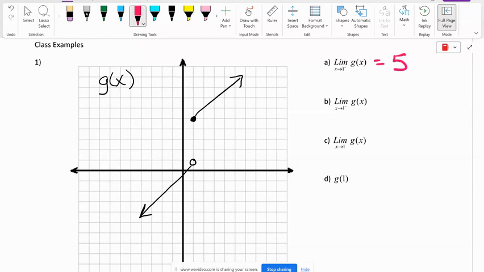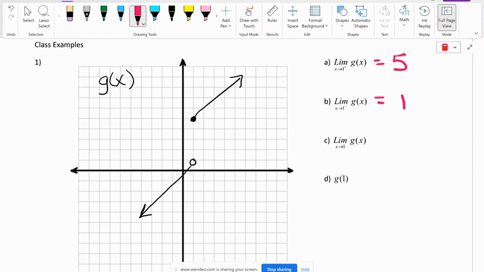So as we're approaching 1 from the positive direction, y is 5. All right, what about as we're approaching 1 from the negative direction? Does it matter that it's an open circle? No, because we're asking for the limit. We're not asking you to define the point. So the limit from the left side, where are we going? Up to 1.